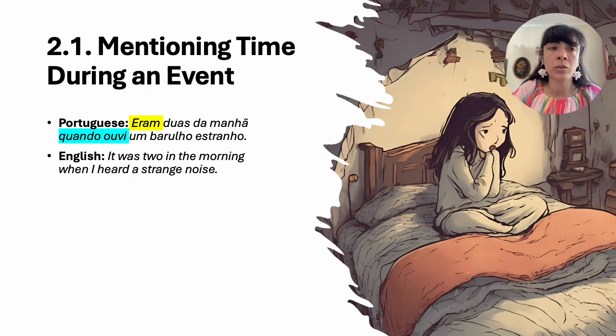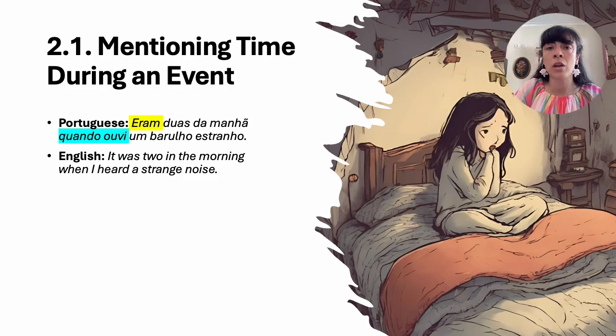Here is another example on how to use time and why it is written in the imperfeito. Look at that example one more time. Eram, so written in the imperfeito: eram 2 da manhã quando ouvi barulho estranho. So it was 2 in the morning when I heard a strange noise. In this example, eram, it was, is used to describe the time as a continuous reality in the past, one more time framing the context for the event, hearing the noise. So the event of hearing the noise started and finished in the story.